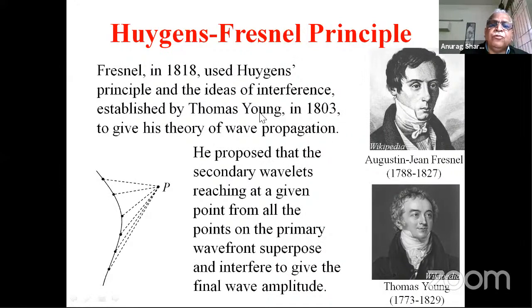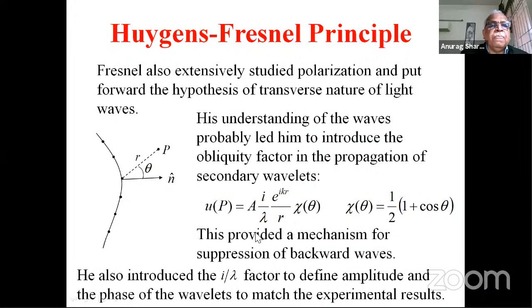You also had the concept of interference, basically the concept of superposition. And he based his theory on these two things. What Huygens had done was to take one secondary wave at a time and take a common tangent. What Fresnel said is that if I am trying to find the field, the light disturbance, at point P, then all these secondary wavelets, which are coming from all these points, will contribute to this, and they will all add with their own phases. So this has traveled more than this, and will have a different phase. They will all superpose, and they will interfere. That means they will add in superposition with their amplitude and phase, to give the final amplitude here. So this was the theory given by Fresnel. Fresnel also extensively studied polarization and put forward the hypothesis of the transverse nature of light.